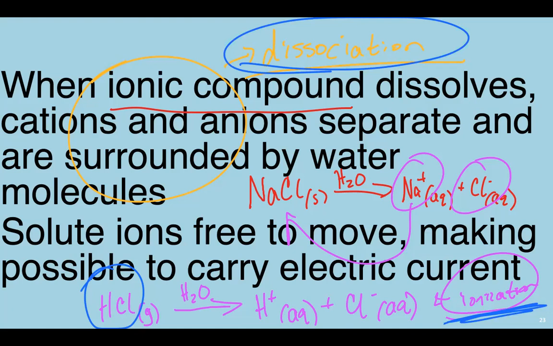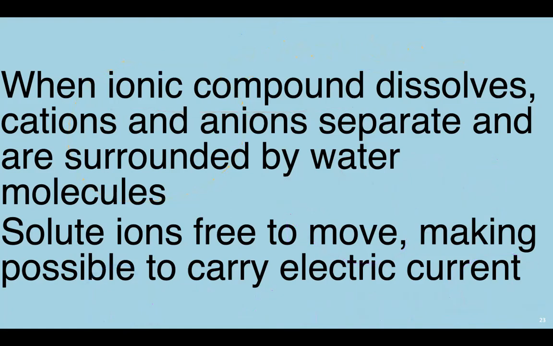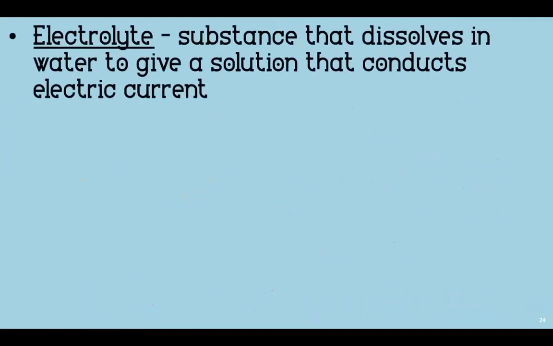Either way, these two substances would be considered electrolytes because they either separate the ions that already exist or they create ions. But the important point when it comes to electrolytes is that these ions are free to move, making it possible to carry an electric current through the solution. So an electrolyte is any substance that dissolves in water to give a solution that conducts electric current. For example, sodium chloride. Sodium chloride is not an electrolyte as a solid because the ions cannot move.